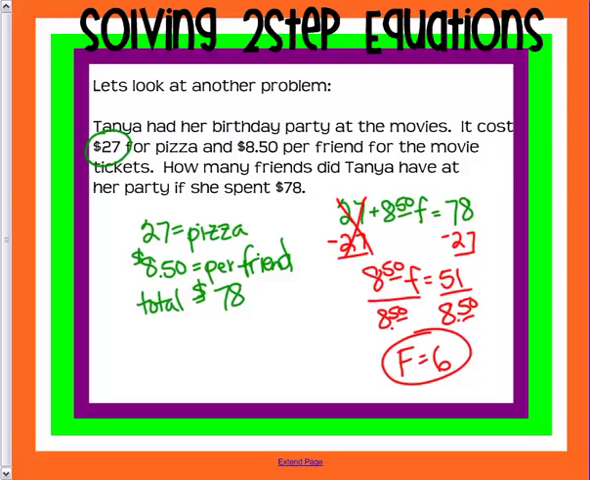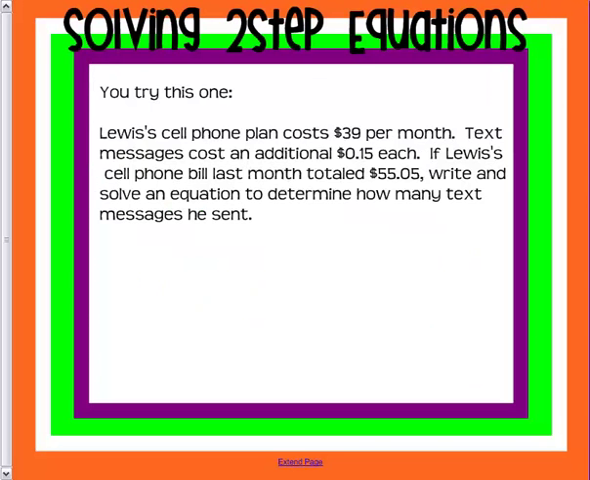Okay, go ahead and try this one for me. Okay, I'll be back in just a second to show you the answer. So the first step is write the equation, and then the second step is to actually solve it. Okay? All right, so I'm going to go through it right now.